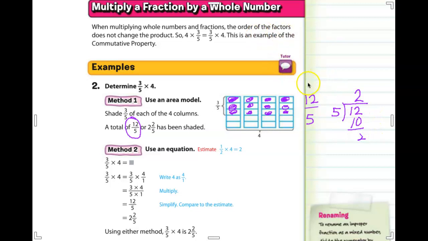But in this case, since we were dealing with fractions, we're going to write a fraction. So what should be the denominator of this fraction that we're going to make the remainder into? That's exactly right, 5. And the remaining amount is 2. So we're going to end up with 2 2/5. So again, if you just make the 4 into 4/1, 3 times 4 is 12, 5 times 1 is 5, we end up with the same exact answer down here.